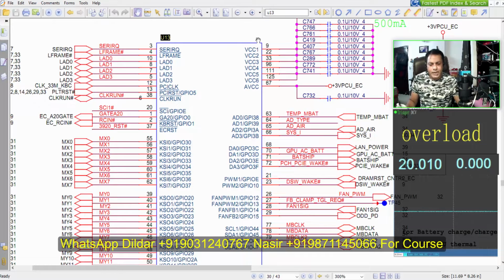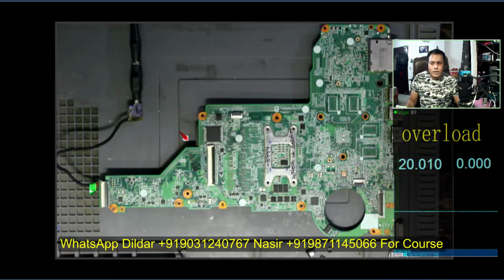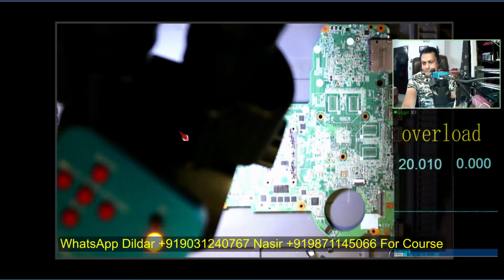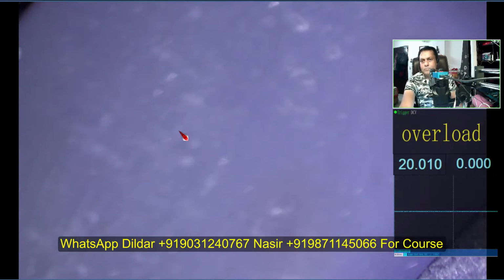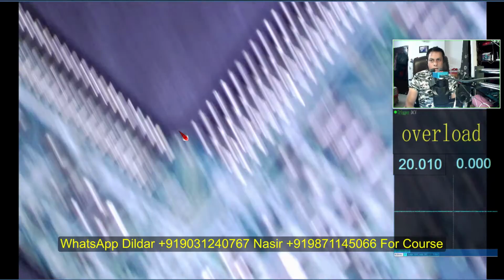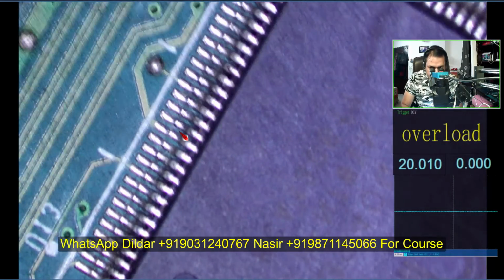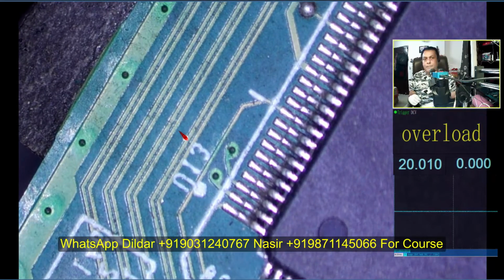Pin number 9, any pin you have to find. Okay, pin 9 of the SIO. Let me zoom the camera. Okay, pin number 9. I would rather prefer to check it with the DSO.